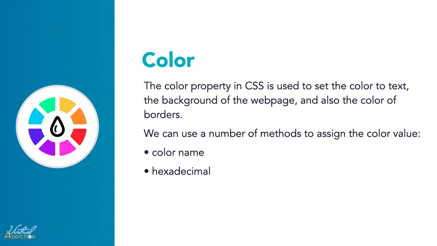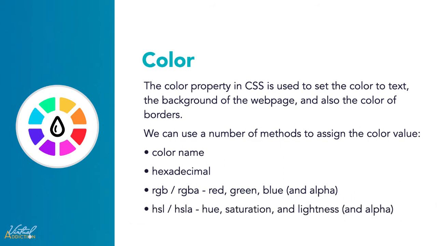Then we have RGB or RGBA. This is red, green, blue, and the A stands for alpha. The color is assigned to the text or element by using the range of these values. These values range from 0 to 255.